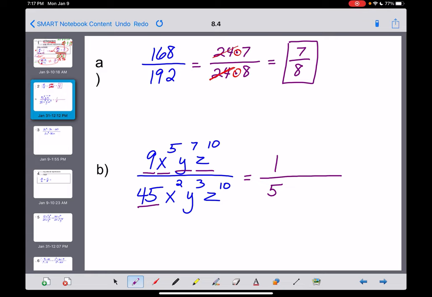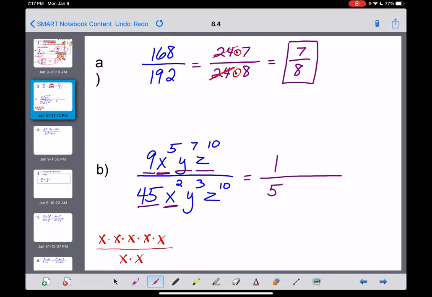Now, let's talk about what's going on right here in the numerator and the denominator. We have got 5 x's in the numerator and 2 x's in the denominator. Now, what x to the fifth really means, let me write this down on the bottom, guys, is x times x times x times x times x. And in the denominator, we've got x times x, two of them.